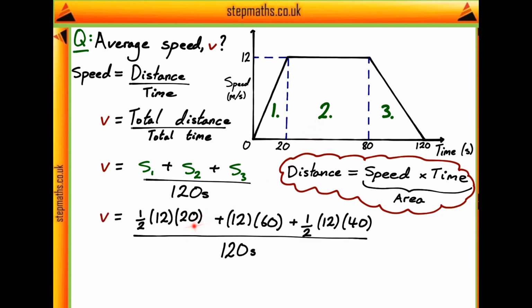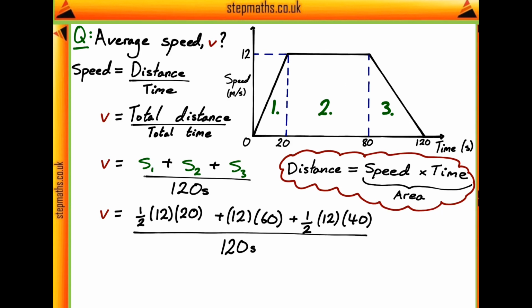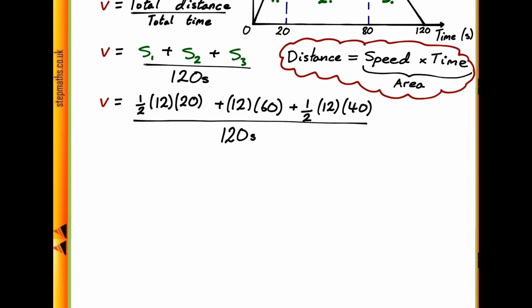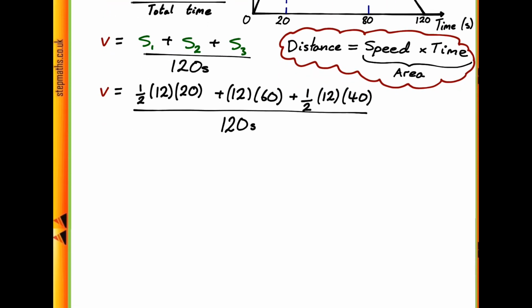So doing this, we find that S1 is a half multiplied by 12 by 20, S2 is 12 times 60, and S3 is a half of 12 times 40, all divided by the total time of 120 seconds once again. To work out what this is going to be without a calculator, the easiest thing to do is to divide by 10, just to get rid of some factors of 10. It'll make it a bit simpler and make the numbers a bit smaller.